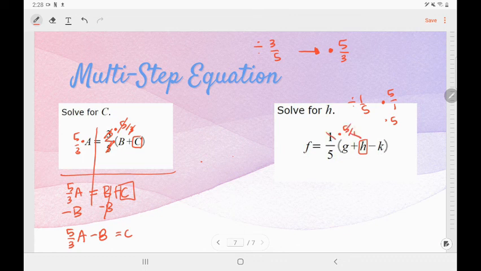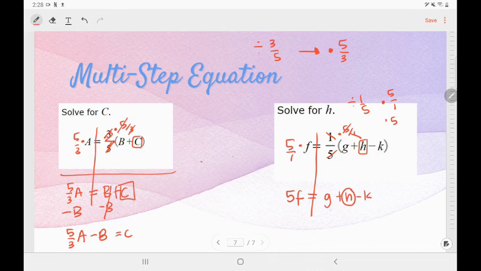1 and 1 cancel, and the 5 and the 5 cancel. I'm going to times the other side of my equal sign also by 5/1. And I'm left with 5f equals, now that all the numbers in front of the parentheses are gone, I'm left with g plus h minus k. My goal is to solve for h.